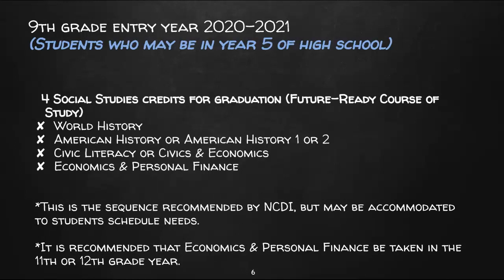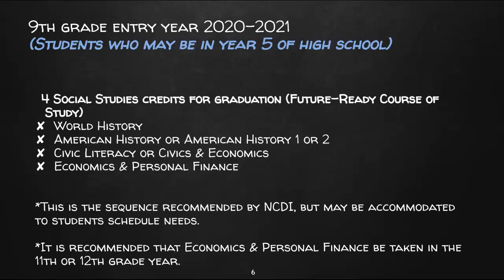9th grade entry year, 2020 to 2021. These are students who may be in their 5th year of high school. These students need 4 social studies credits for graduation. World History, American History, or American History 1 or 2. Civic Literacy, or Civics and Economics, and Economics and Personal Finance.